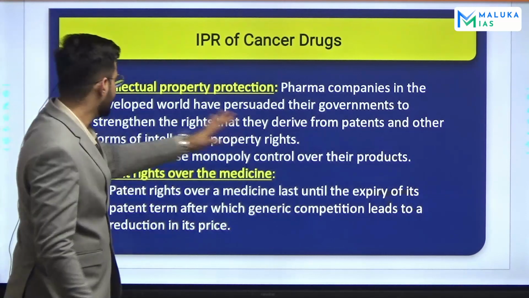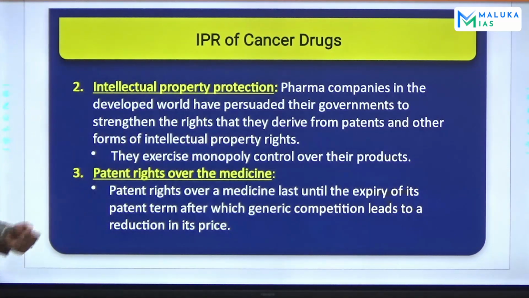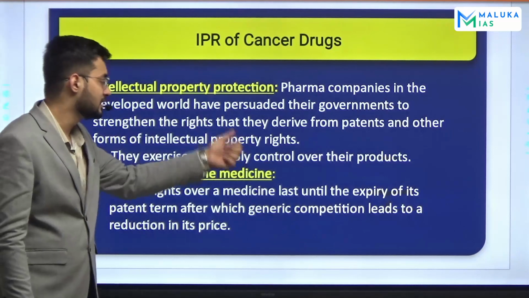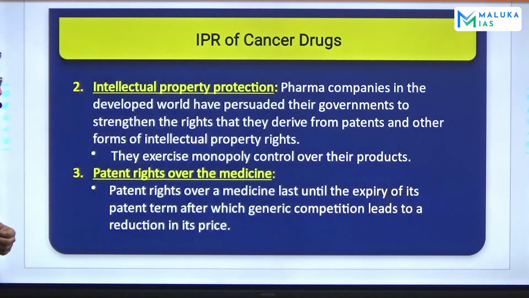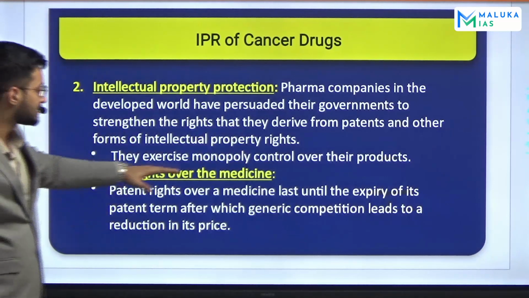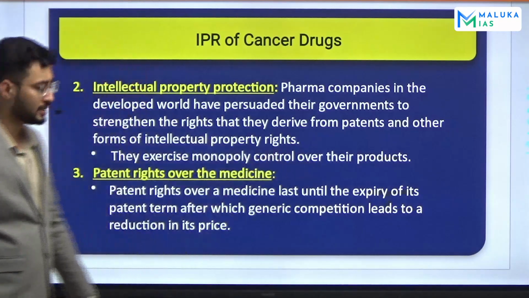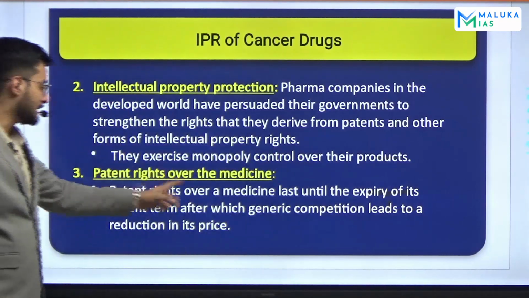The pharma companies in the developed world have persuaded their governments to strengthen the rights that they derive from patents and other forms of intellectual property rights. They exercise monopoly control over their products. Then there are patent rights also.